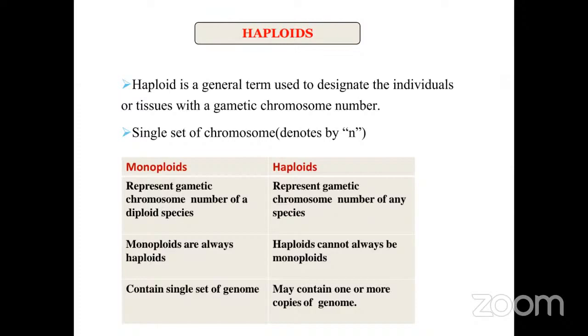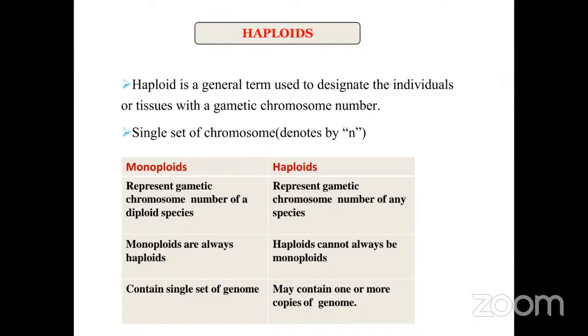Monoploids are something different. Monoploids are always haploids, but haploids cannot always be monoploids. Monoploid means the basic chromosome number. In the wheat example, wheat is an allohexaploid, so the basic chromosome number of wheat is 7. Seven is the monoploid number.